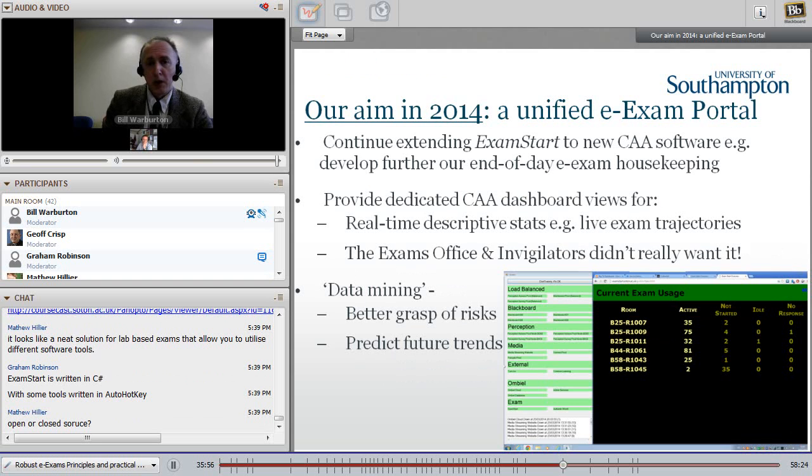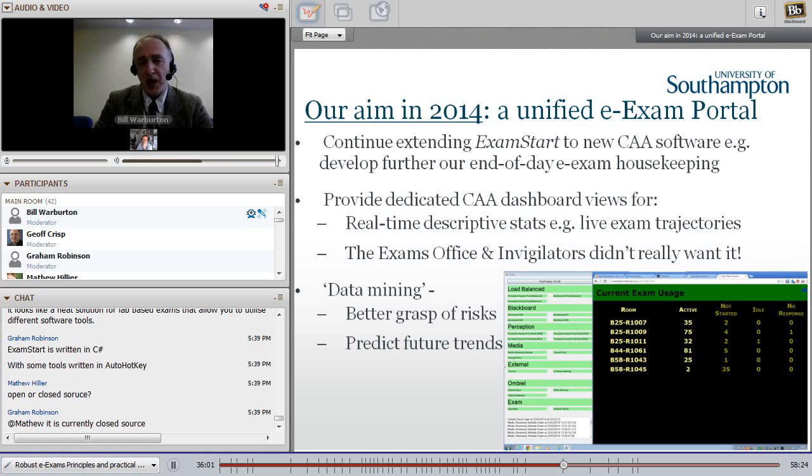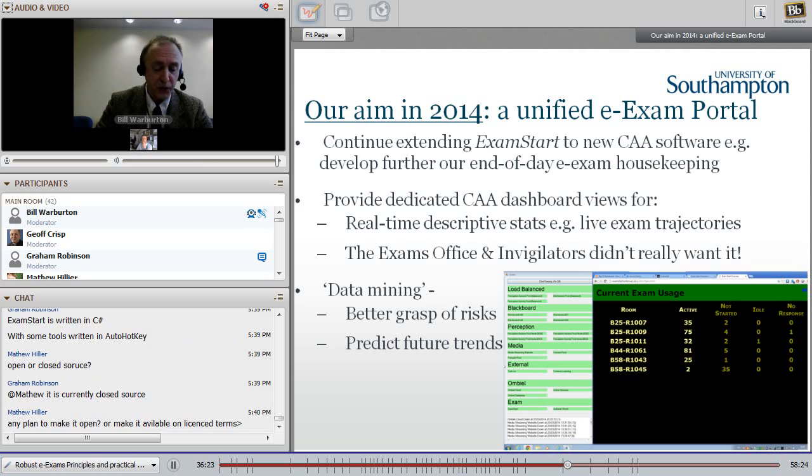And in the years since that's happened, nine months perhaps, nearer than a year, our ambitions have changed slightly. So we still wish to extend the EXAMSTART portal to new CAA software, and we still wish to develop further our end-of-day exam housekeeping, because that's a risk mitigation provision. And clearly it's of crucial importance that whatever else happens, everybody's answer gets submitted normally.